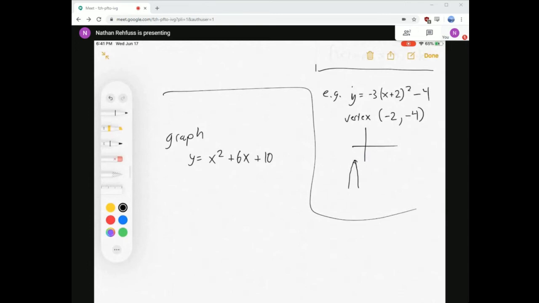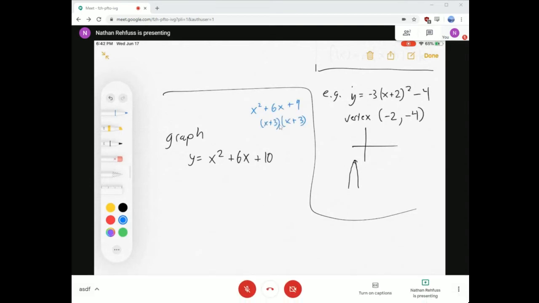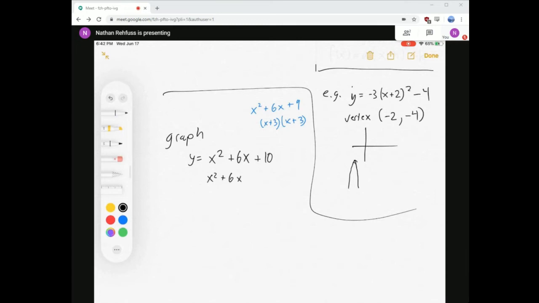Then I'm saying, well, a perfect square would be x squared plus 6x plus 9, because that's x plus 3 times x plus 3. I know that this 3 has to be half of 6. So 3 plus 3 is 6. So I know that the 3 is half of this 6. And then 3 times 3 is 9 is how I get the third number. So I can break this up and I can call it x squared plus 6x, and the 10 is 9 plus 1. And then this is x plus 3 squared plus 1.